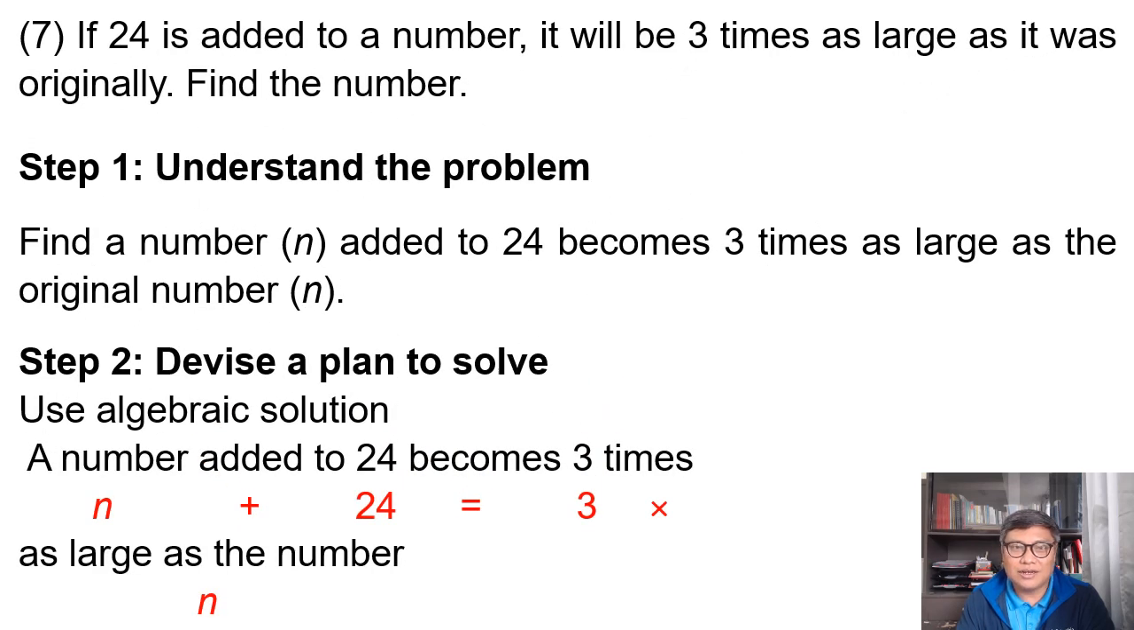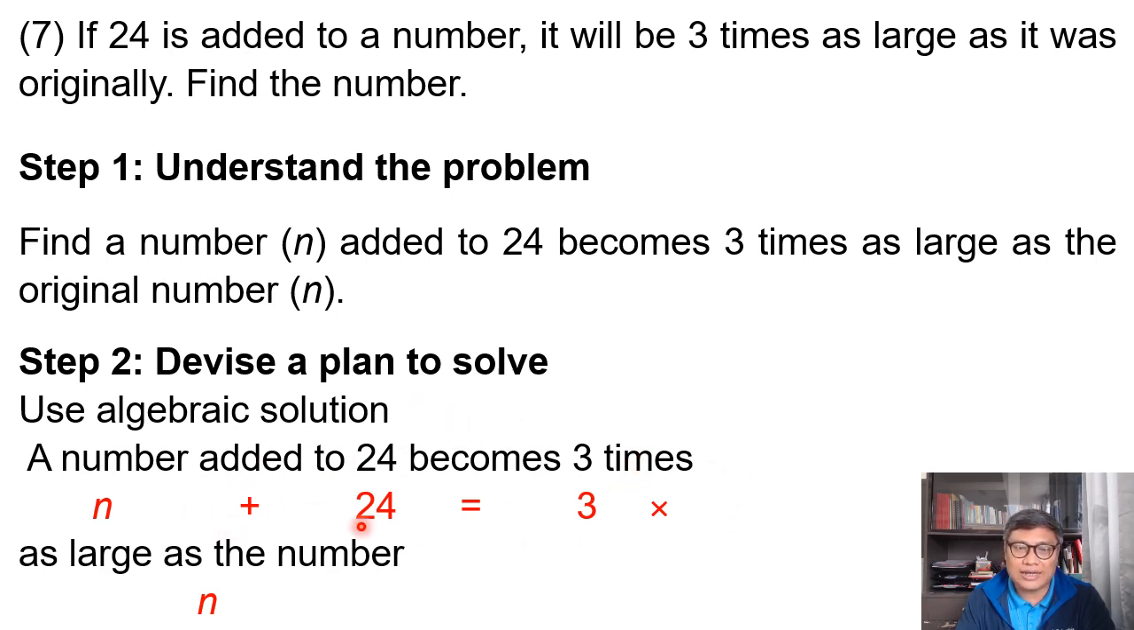solution, class. Now, another example here is a word problem. So this is a number problem, class. If 24 is added to a number, so we do not know that number, but we add 24, it will be 3 times as large as it was originally. Find the number. So when you understand the problem, class, it says to find a number n, or it could be letter x, letter y. So you just let that be any variable, so that added to 24 it becomes 3 times as large as the original number n. Then if you're going to devise this plan, you can use an algebraic solution for this one, because this is more apt to use rather than trial and error.